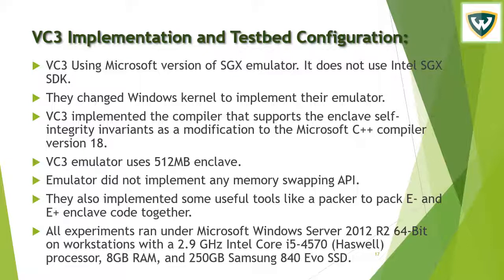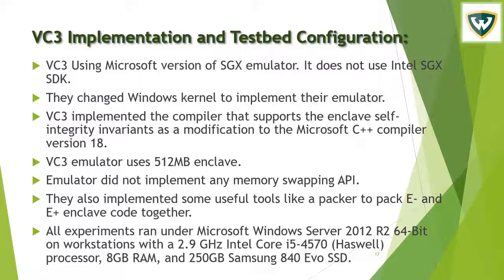So VC3 actually implements a compiler that supports the enclave self-integrity invariants, as a modification to the Microsoft C++ compiler version 18. Basically, that integrity invariant check is included inside the Microsoft C++ compiler, and it can be enabled and disabled. And for the enclave size, their emulator uses a 512 megabyte enclave, and they don't implement the memory swapping APIs because usually SGX is bounded to 128 megabytes of memory, and memory larger than that, specifically in the Windows environment, is not supported.